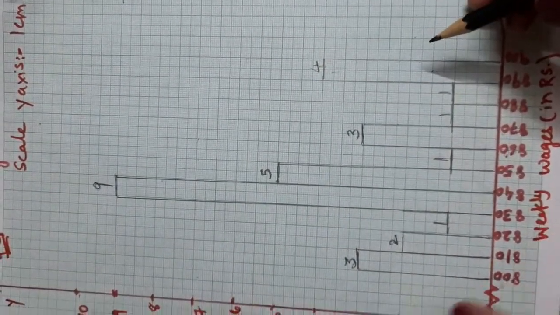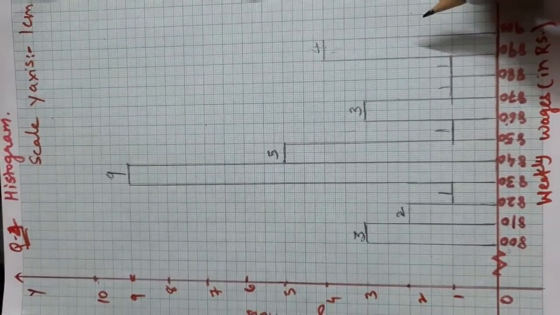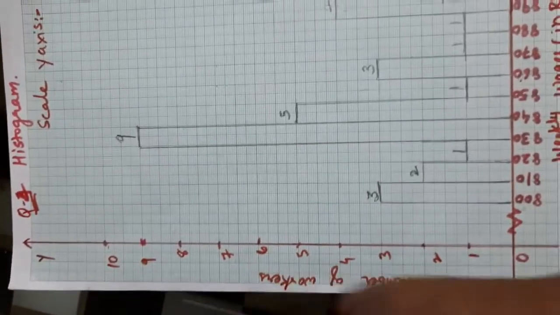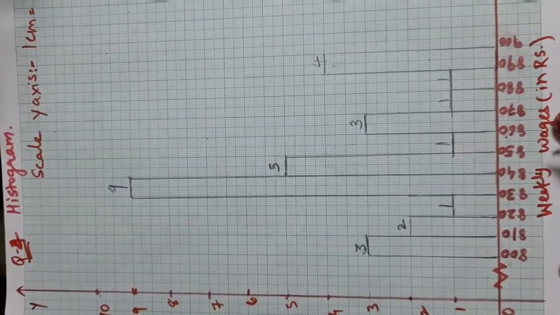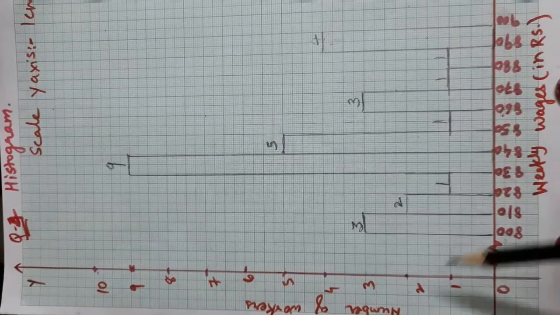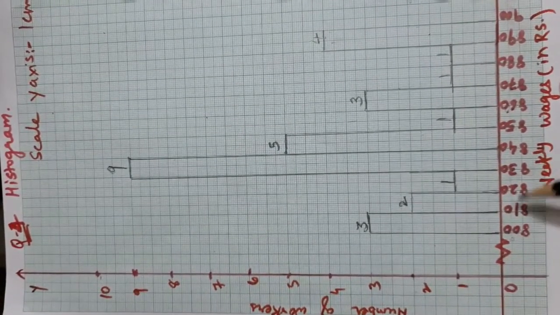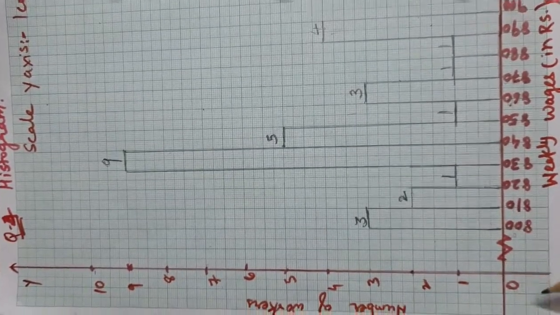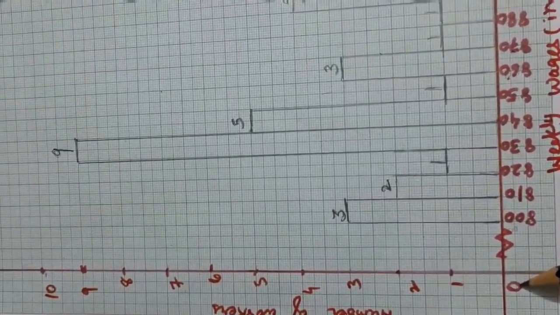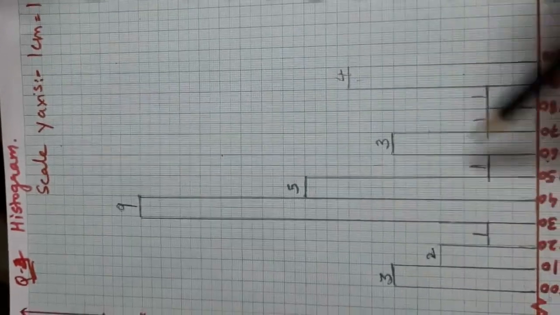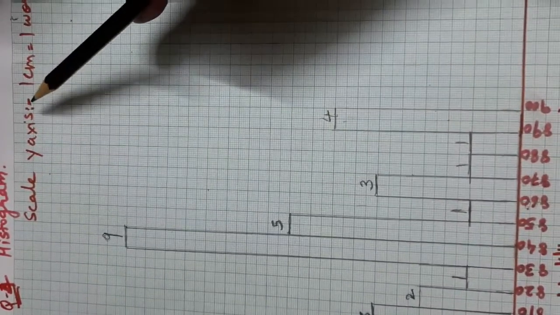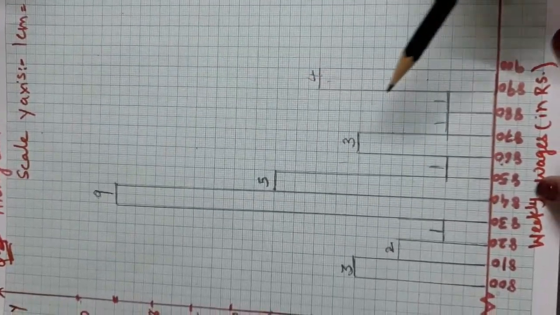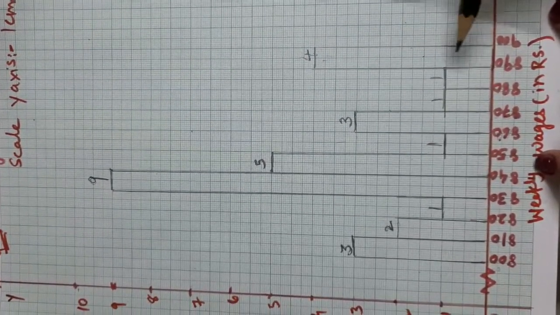So again, while drawing the histogram, remember to write these things: x-axis, then y-axis, then what is written on x-axis, that is weekly wages, on y-axis number of workers. Then put the proper numbers on x-axis and y-axis, write the origin 0. Then you have to mention the scale, don't forget to mention the scale. So here our histogram is ready now. The bars are attached to each other.